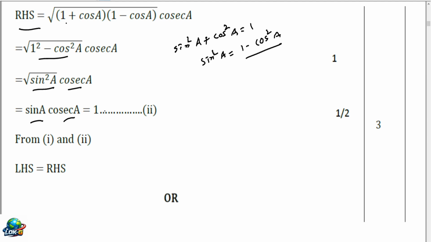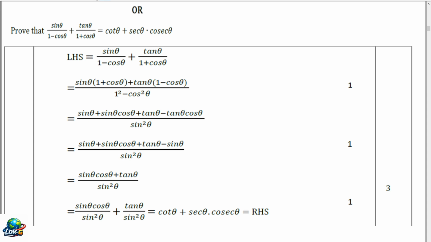Observe, sin A and cosec A are reciprocal relations, because sin A into cosec A, what is cosec A? Cosec A is 1 upon sin A, right? Sin A cancels, you will get the answer 1. LHS was also 1, RHS is also 1. Therefore, as LHS is equal to RHS, the answer is correct. For proving the RHS, you will get 3 marks, right? So, one additional question will be given, okay?